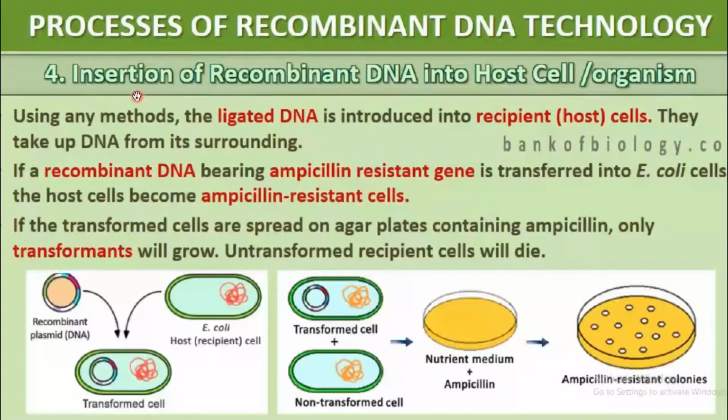The next step is insertion of recombinant DNA into host cell or organism. Fourth step, using any method, the ligated DNA is introduced into recipient cells. They take up DNA from its surroundings. If a recombinant DNA bearing ampicillin resistant gene is transferred into E. coli cells, the host cell becomes an ampicillin resistant cell. If the transformed cells are spread on agar plates containing ampicillin, only transformants will grow. Untransformed recipient cells will die.